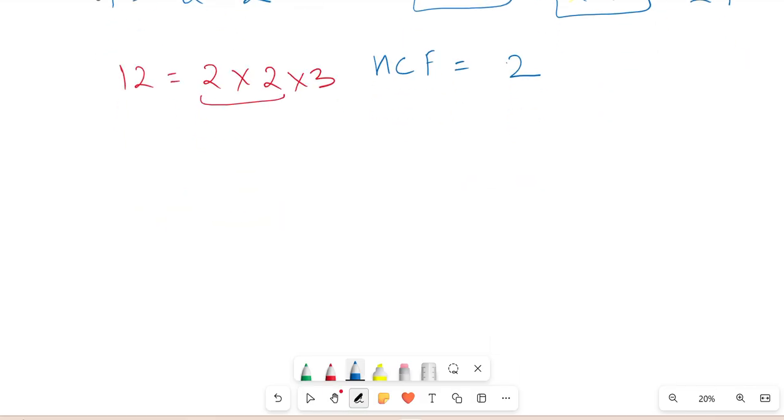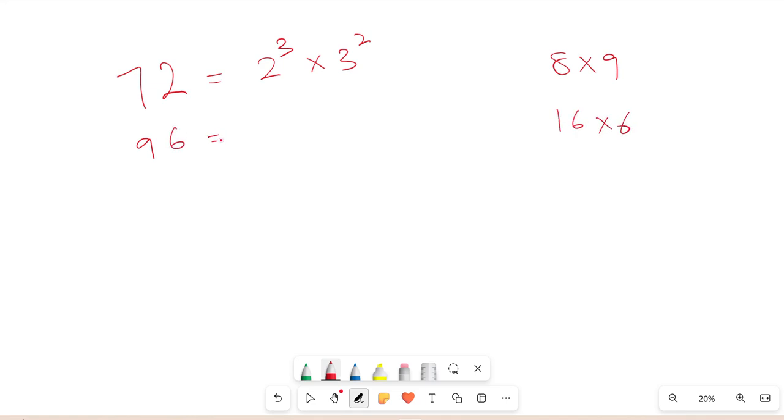Now to make it more clear, let me take one more example. If I take the number 72, factors of 72 are 8 into 9. Yes, they are not the prime factors, but it will help me in finding the prime factors in a faster way. And for 96, I am taking 16 into 6. So what will be the prime factors? 2 raised to power 4 comes from here and one 2 from here, so 2 raised to power 5 into 3.